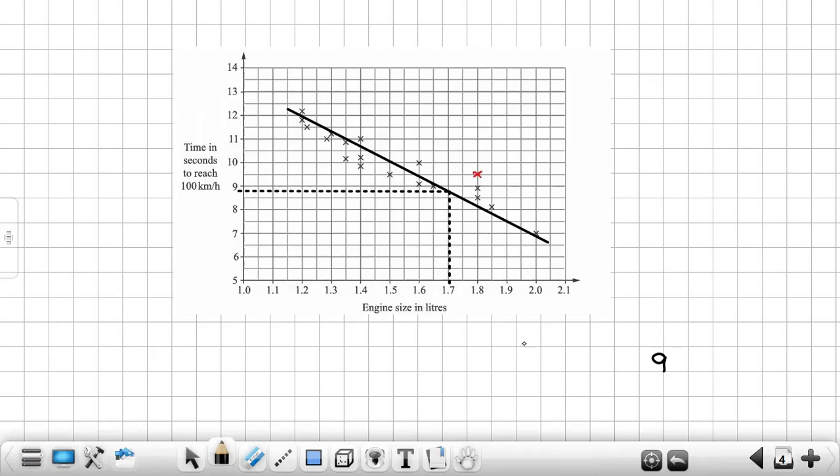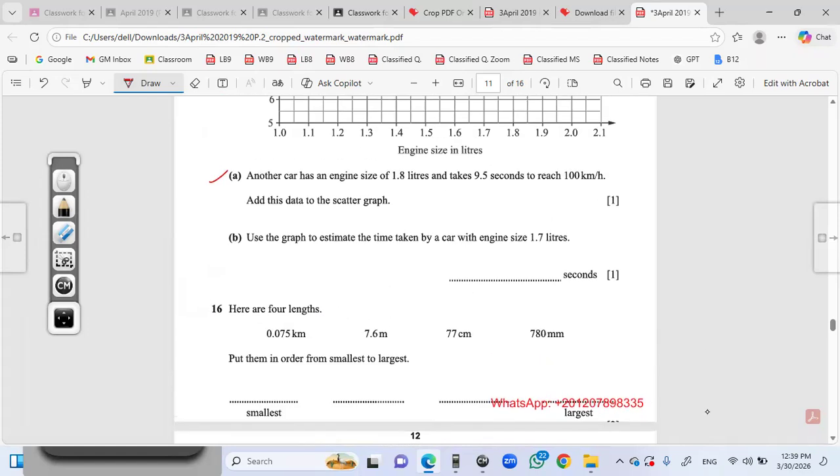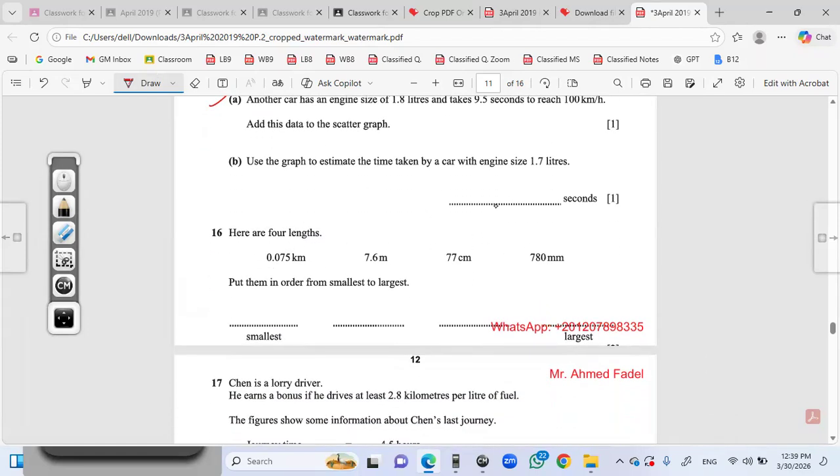Or you can say the time is 9 seconds. Or you can say maybe it's around 8.9. It's very, very close to 9. By the way, it depends on where you drew the line of best fit. In the mark scheme, they give you a specific range, and 9 and 8.9 are within the accepted range. If someone draws the line of best fit far away from halfway through the majority of the points, then the answer is not going to be within the accepted range. So make sure that the line of best fit is drawn as accurately as you can. So I agree here, this is going to be 9 seconds.